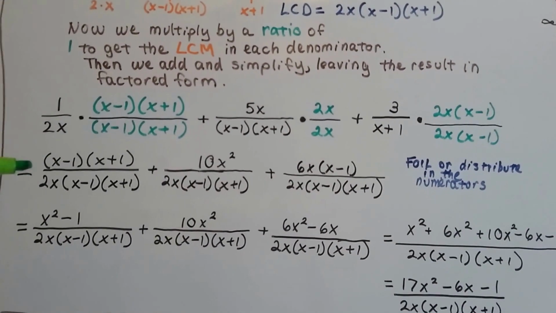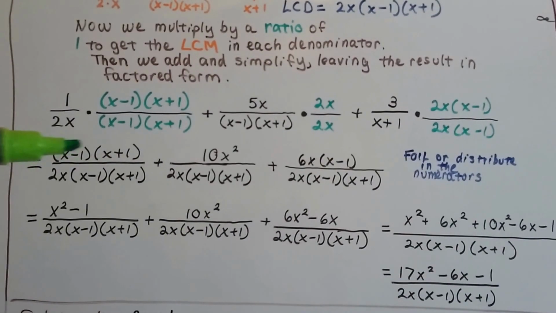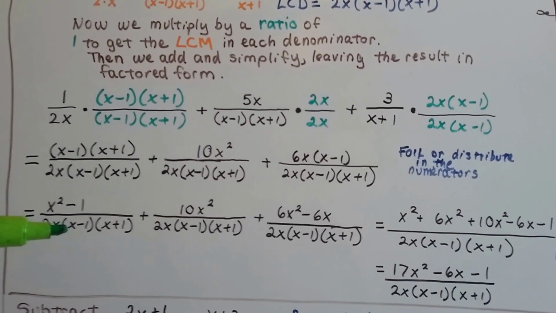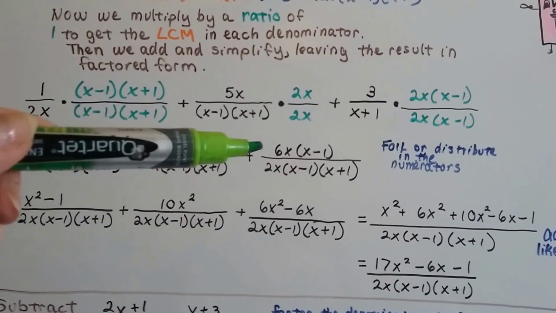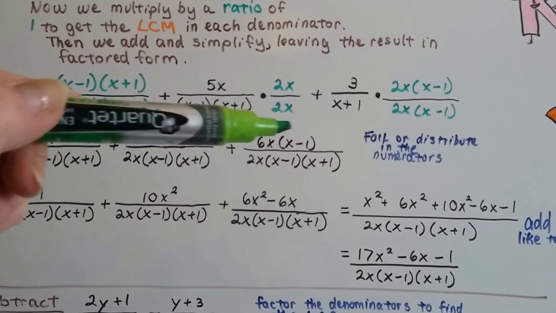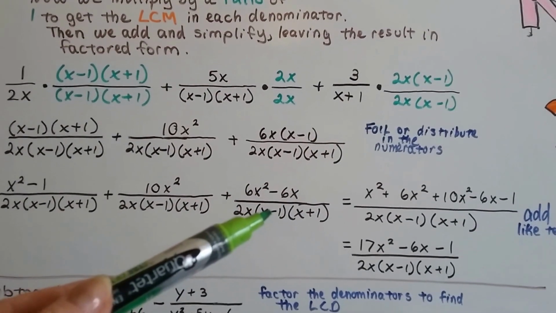Now we're on this line, and we have to FOIL or distribute in the numerators. So we're going to FOIL this guy, and we're going to get x squared minus 1 over our denominator. This guy's just going to drop down because he's fine, and then this needs to be distributed. So we get 6x squared minus 6x. Okay, so that's this guy right here.